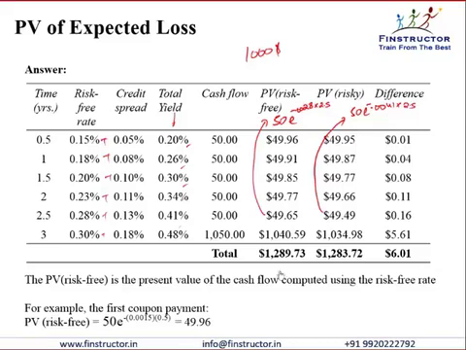So if you sum it up, this will be the present value of the risk-free bond minus the present value of the risky bond. The sum of the differences will come out to be 6.01, that is equal to the present value of the expected credit loss on the bond.